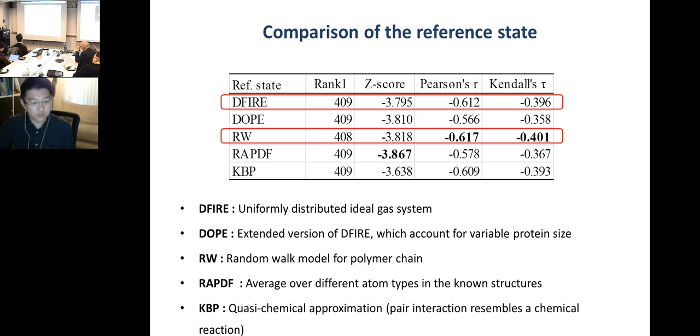And actually this RW reference state includes more sophisticated modeling for modeling the inherent constraint in the protein structures. So this result indicates that a more sophisticated reference state that accounts for the inherent constraint in protein structures can improve the performance of statistical potentials.